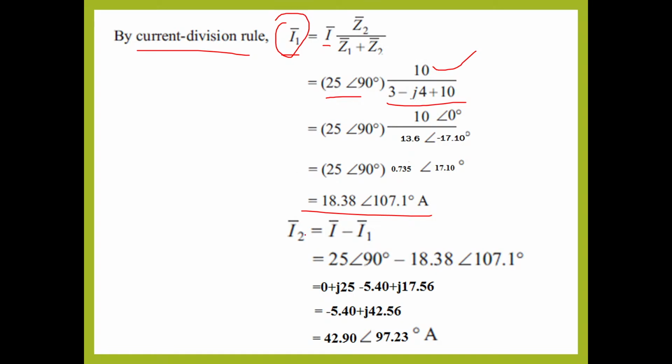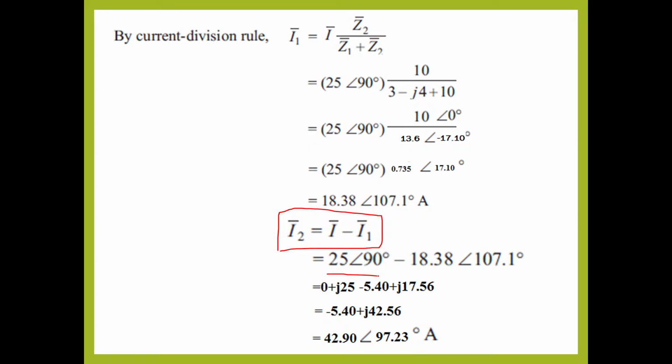What can I determine next? I2. For I2, there is no need to go for the current division rule once again. Simply I2 is equal to I minus I1. So what is I? This is 25 at an angle of 90. I1 I have got in the above expression, 18.38 at an angle of 107.1. Just simplify it, you will get the I2 current.